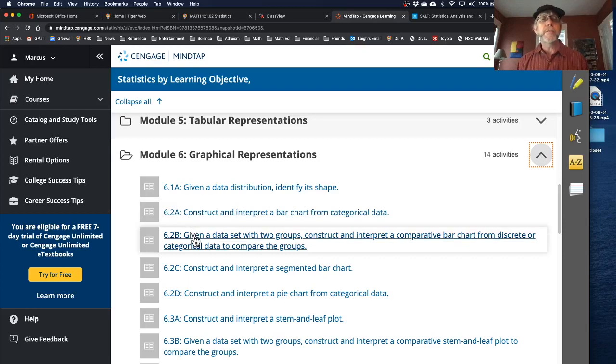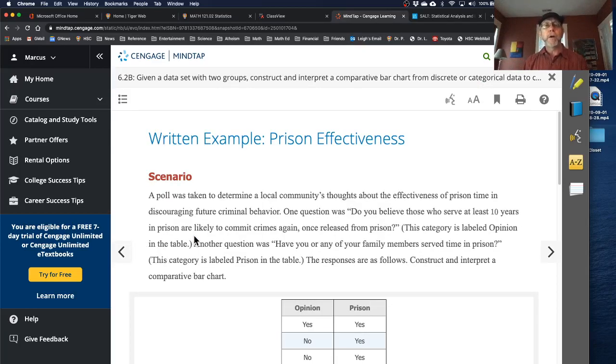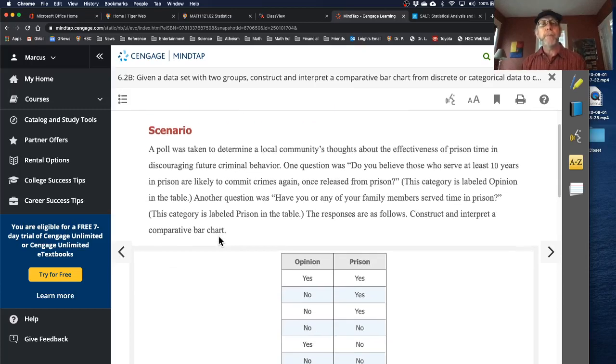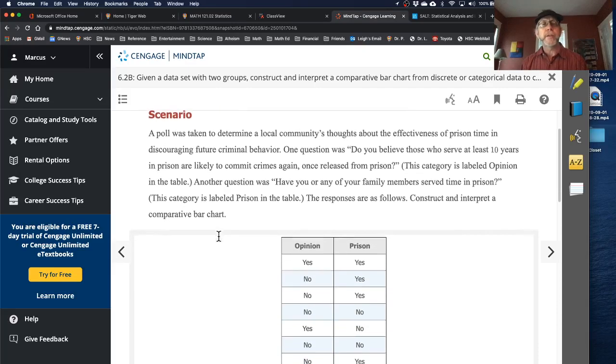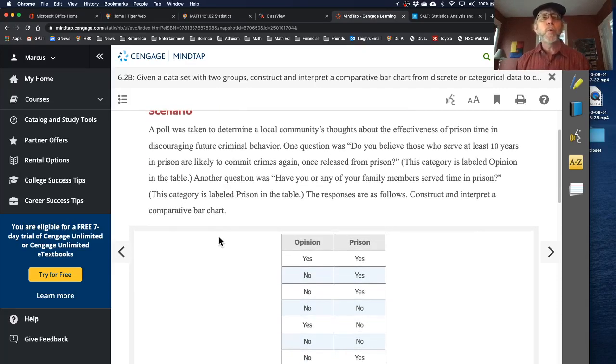6.2b is interesting because it gives another way of looking at making comparisons with bar charts. And let me just show you this example on prison effectiveness to illustrate this. So a poll was taken in a small community to gauge thoughts about the effectiveness of prison time in deterring future criminal behavior. So one question was, do you believe that those who serve at least 10 years in prison are likely to commit crimes again once released from prison?